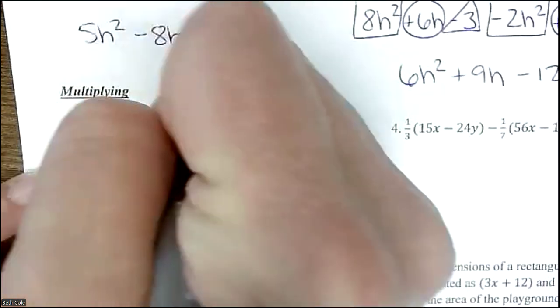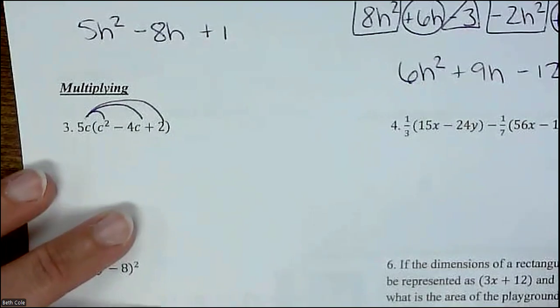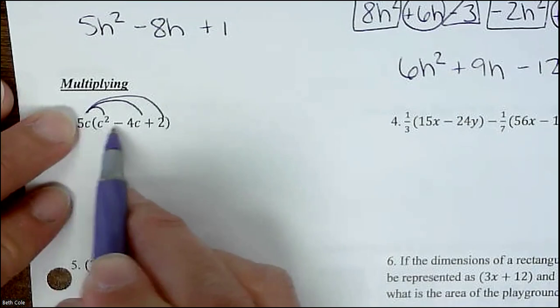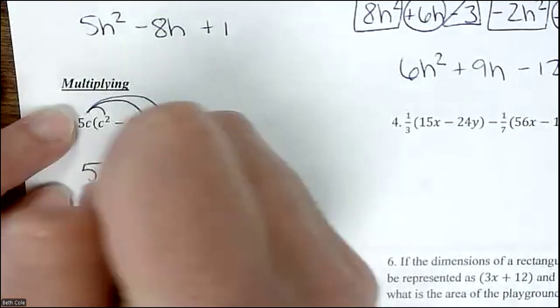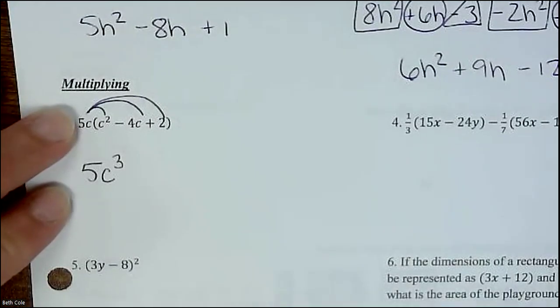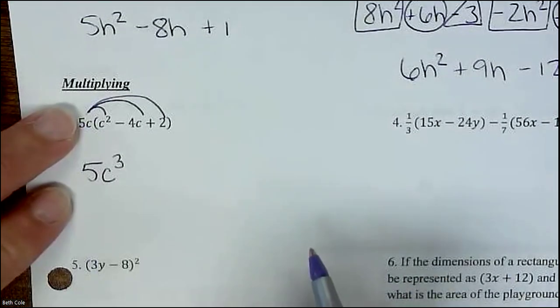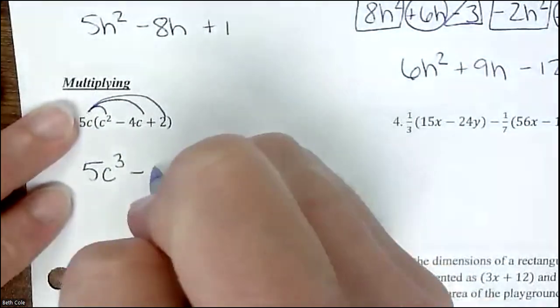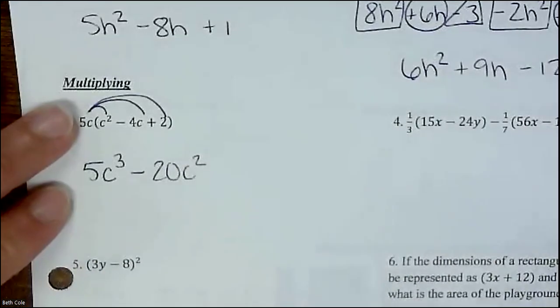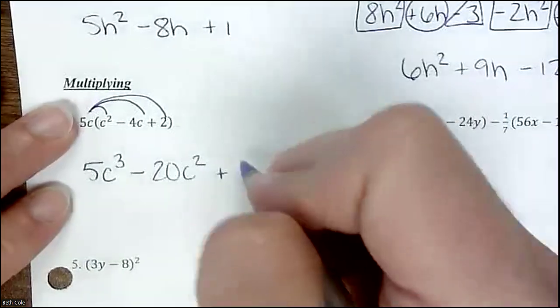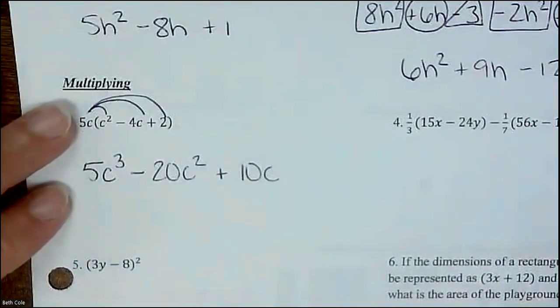We're going to distribute this 5c through the parentheses. So when you do the first one, 5c times c squared is going to be 5c cubed. 1 plus 2 equals 3 is what we did there. You have a c and then you have 2 more. You add your exponents. Minus, now do the middle one. 20c squared, good job. Plus, and then do the last one, 5c times 2, 10c, good job.